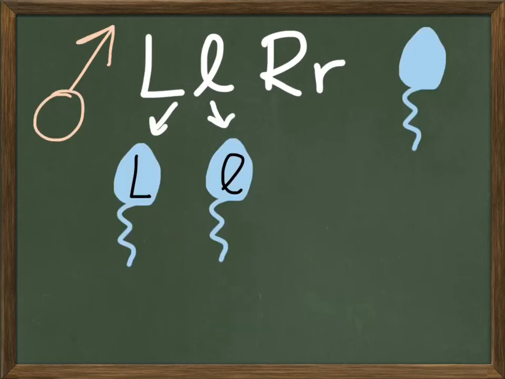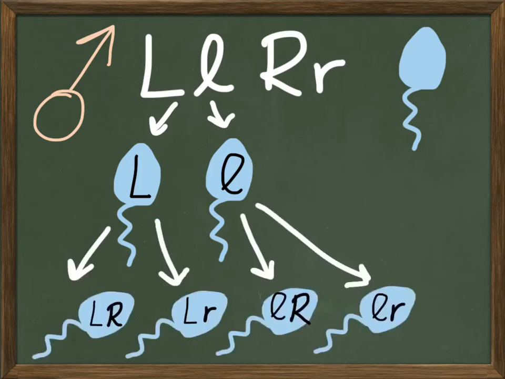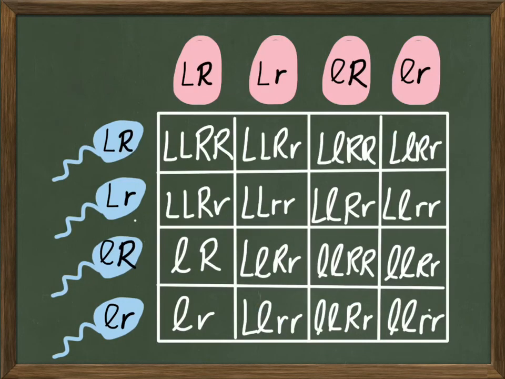Since dad is also heterozygous for both traits, again, there's a 50% chance of the sperm receiving a large L or a small l. And for each of those, there's a 50% chance on the R's as well. What does this mean? It means that we've got 16 possible combinations of these two genes for these two parents.